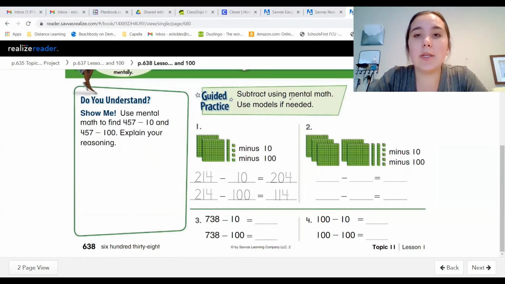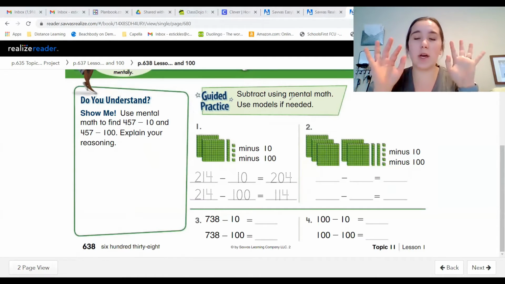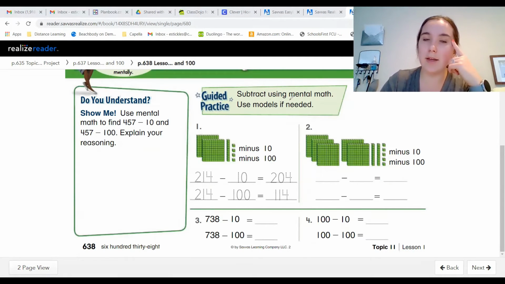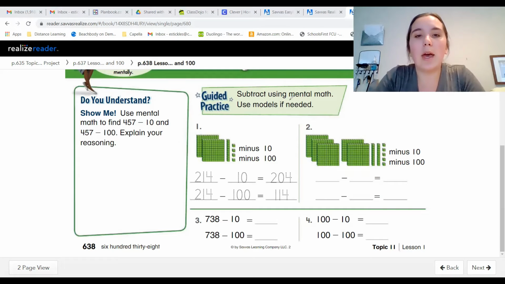It says subtract using mental math. Remember, mental math means we're not using our fingers and we're not using a pencil and paper. We're doing it all in our noggins. It's making us better mathematicians when we can start to do it in our heads. So let's look at number 1. We have this number minus 10 and this number minus 100. So remember, kind of like what we did with addition a while ago, we have to figure out what this number is first and then do the subtraction problems.